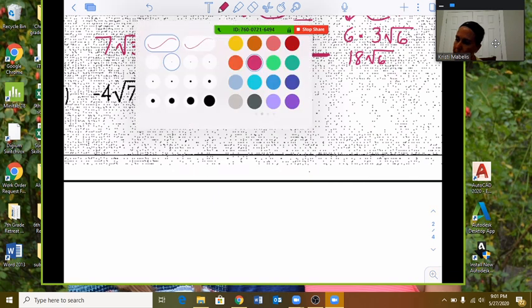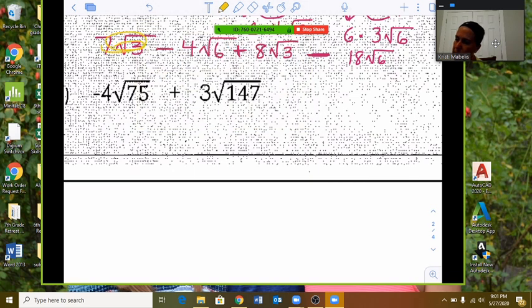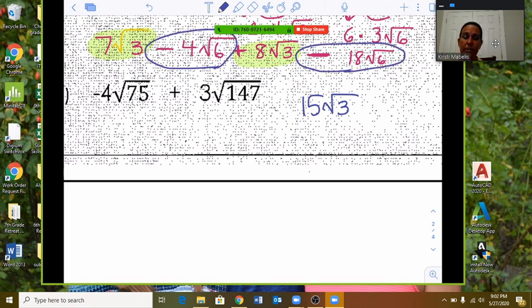Like terms. I've got 7 radical 3. Oops, I meant to highlight that. Sorry. Erase that. All right, put the radical on. Highlight. 7 radical 3 and 8 radical 3. 7 plus 8, 15 radical 3. And then I have negative 4 radical 6. Negative 18 radical 6. Negative 4 and negative 18. Negative 22 radical 6. And done.